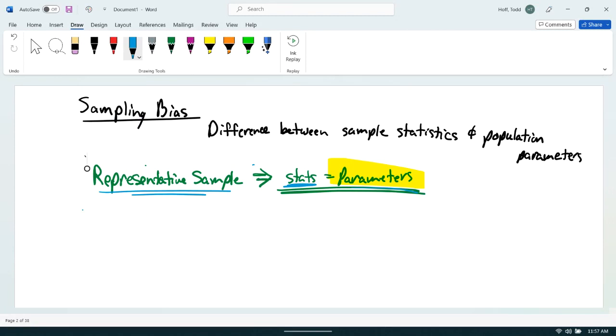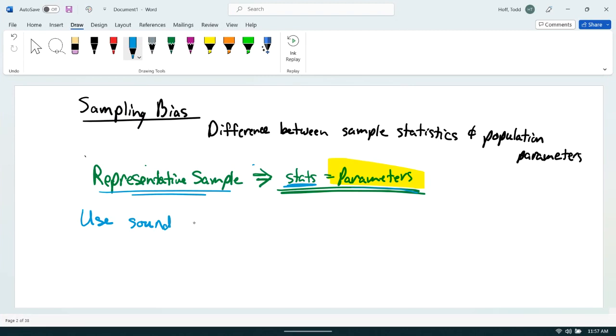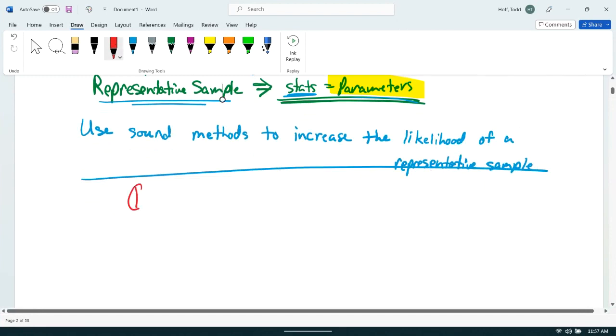So all we can do is use good practices, what we call sound practices, to increase the chances. The statistical word that's often used is likelihood, of a representative sample. And there are 2 main factors to consider here. One is sample size.